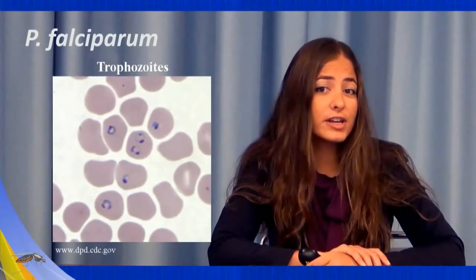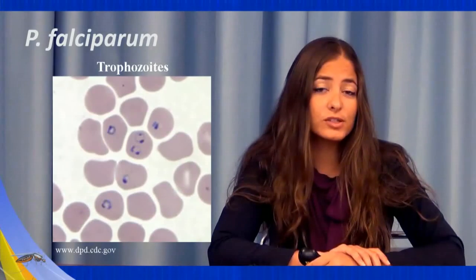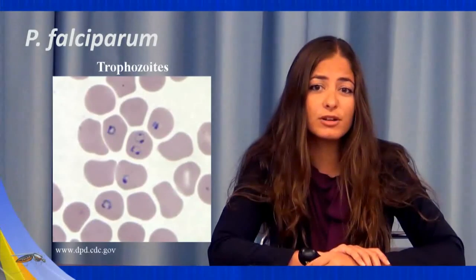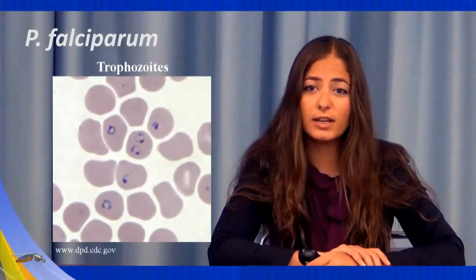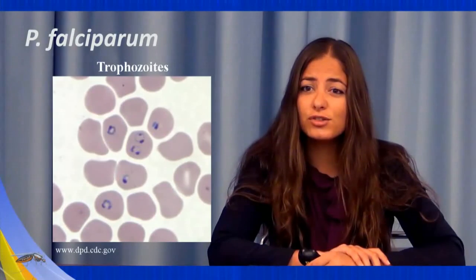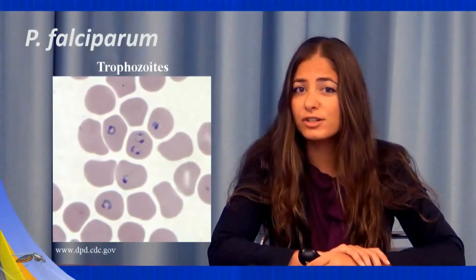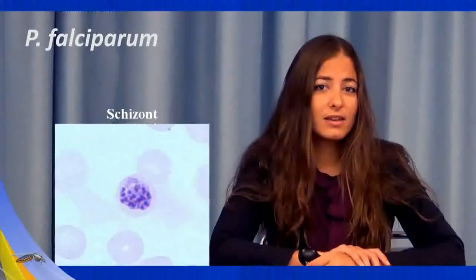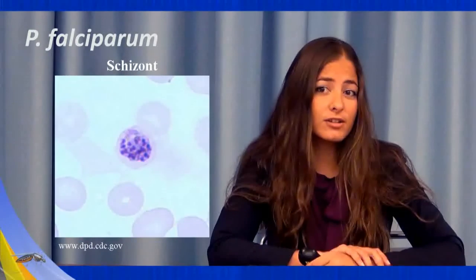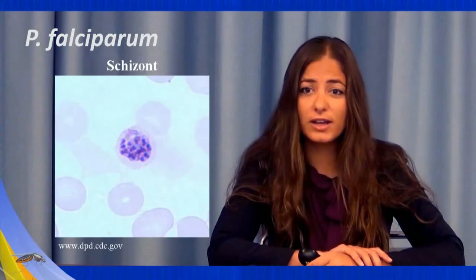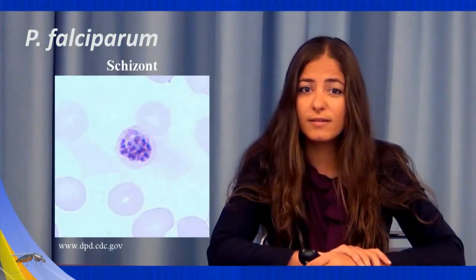Plasmodium falciparum trophozoites look like delicate rings, occupying 1/4 to 1/6 of the cell diameter, commonly with 2 nuclei. Each red cell usually has more than one trophozoite. Host cells are not enlarged. Falciparum schizonts are smaller than the schizonts seen in other types of malaria and contain 8 to 24 merozoites, or new parasites.